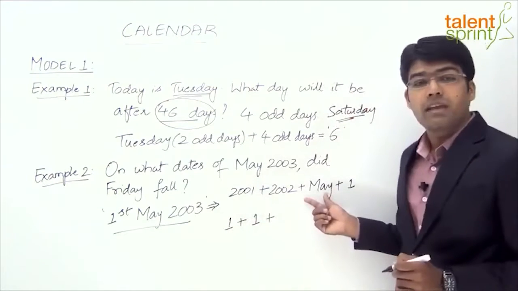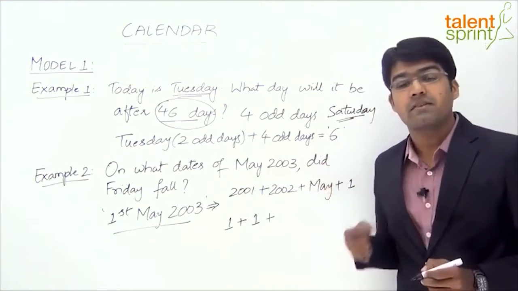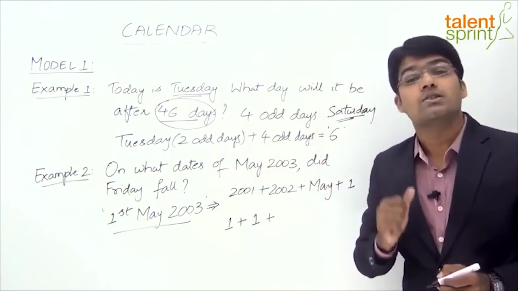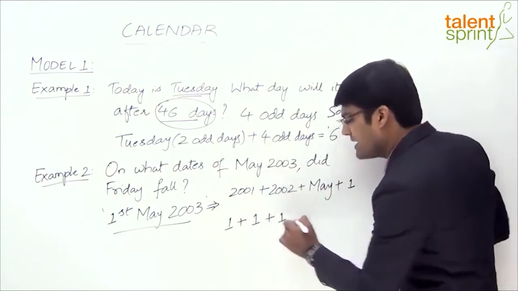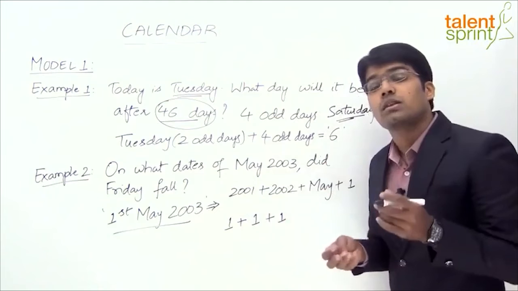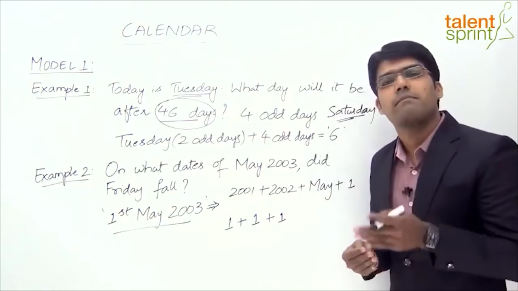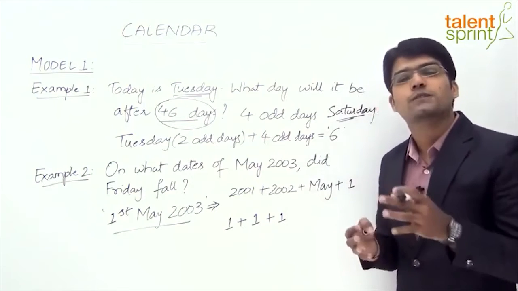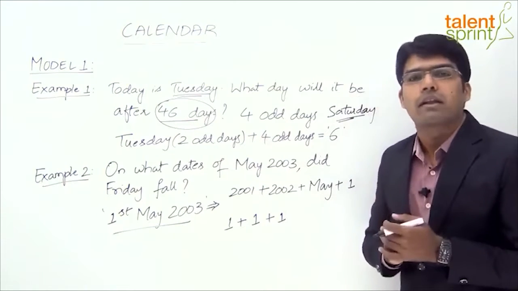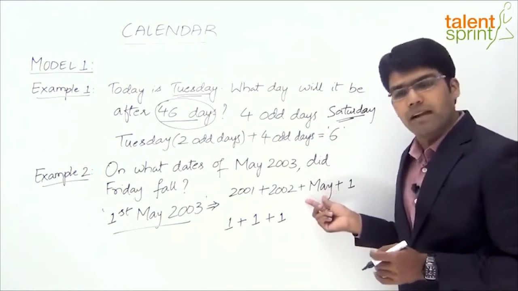What is the code for May? From the reference chart that we have discussed, we know that the code for May is also 1, right? So the code for May is 1. What does this 1 indicate? The total number of odd days in all the previous months before the month. So Jan plus Feb plus March plus April, all these 4 months together have only 1 odd day, which is the code for May, right?